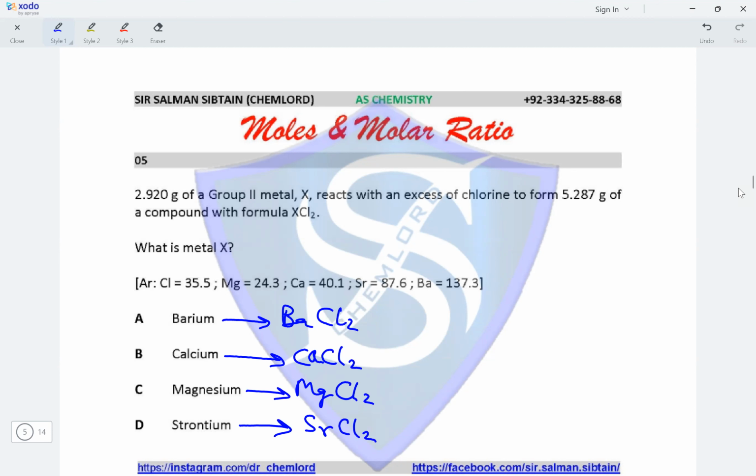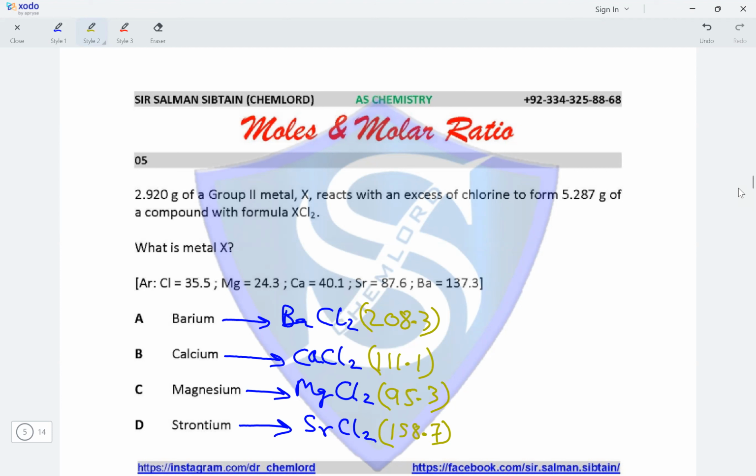So now the first thing we need to do, since the AR is given, we need to calculate the MR of these four chlorides. So using the AR values, the MR of barium chloride comes to 208.3. The MR of calcium chloride comes to 111.1. The MR of magnesium chloride comes to 95.3, and the MR of strontium chloride comes to 158.7.